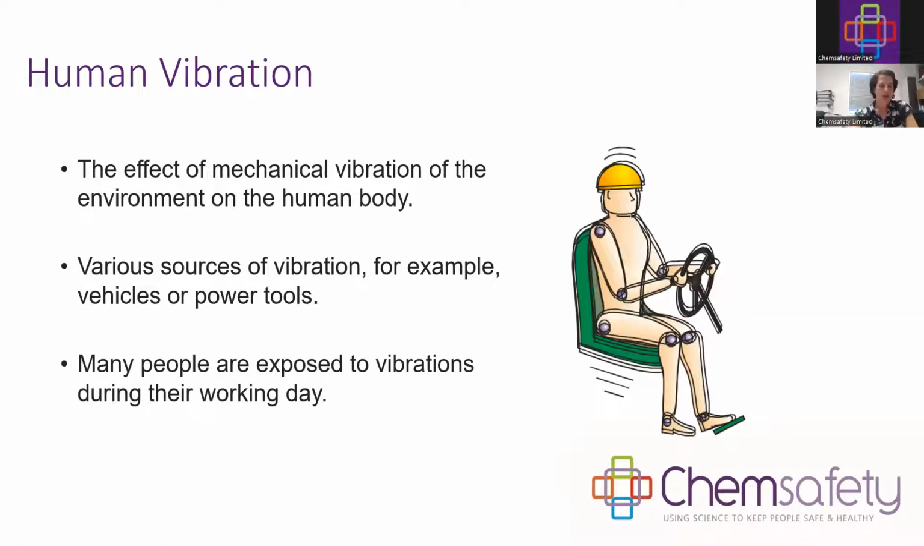So human vibration is the effect of mechanical vibration of the environment on the human body. And you have various sources of vibration, for example, vehicles or power tools, like when you're operating an angle grinder or you're driving a forklift. And so many people are exposed to vibrations during their working day.